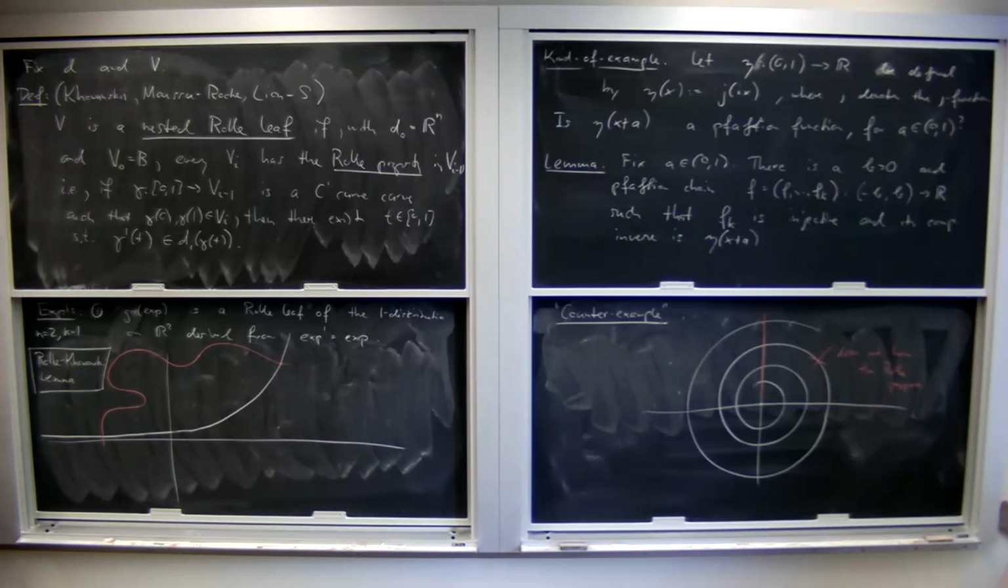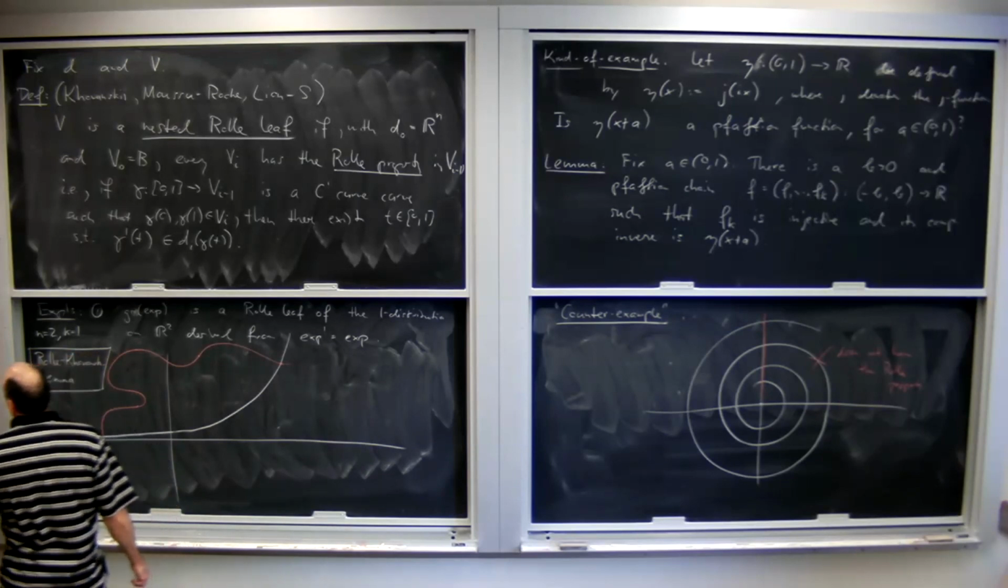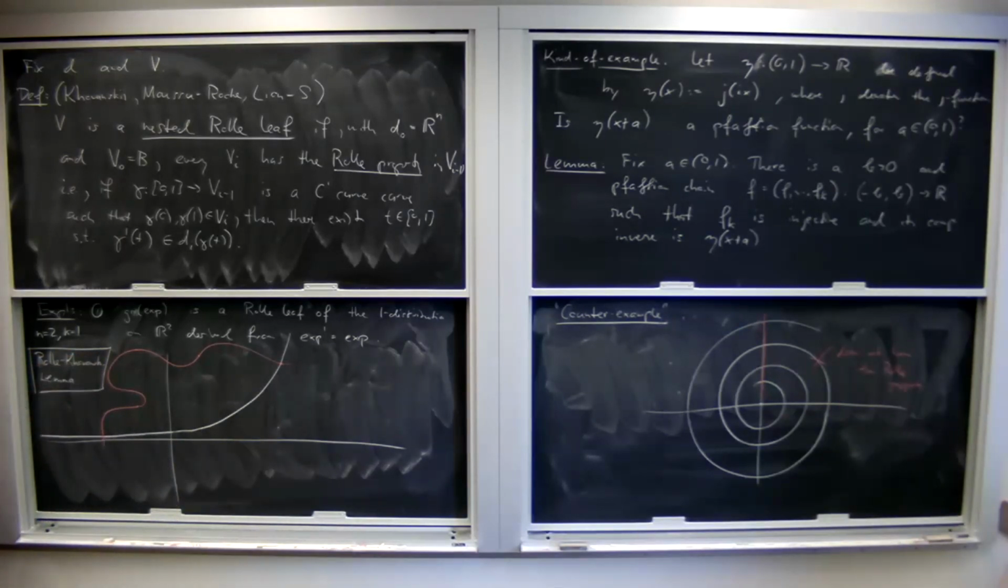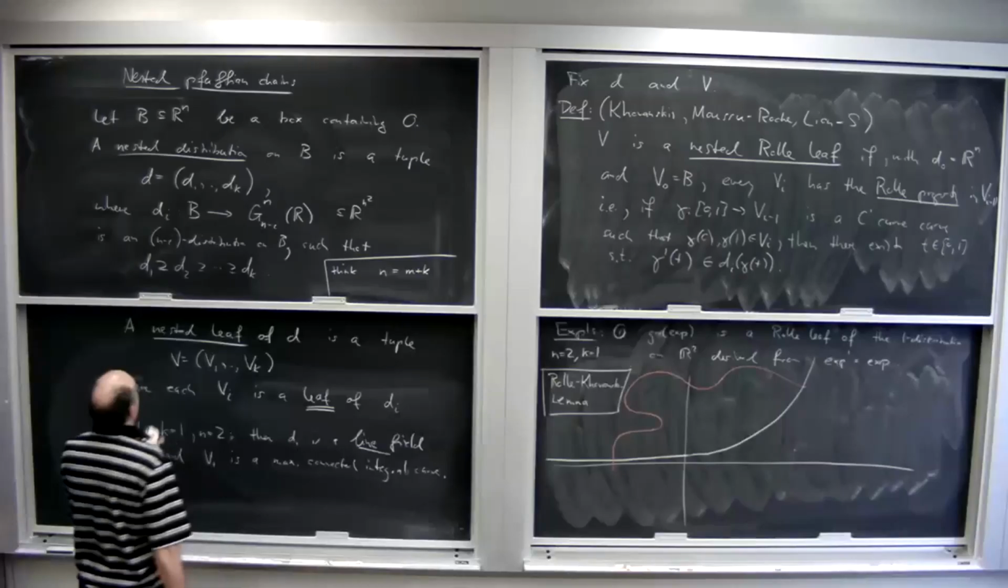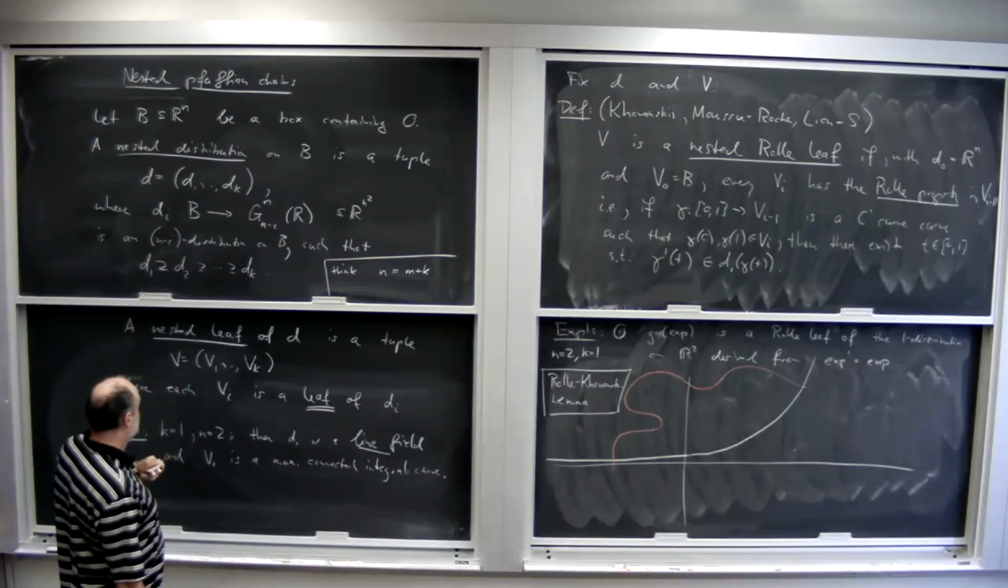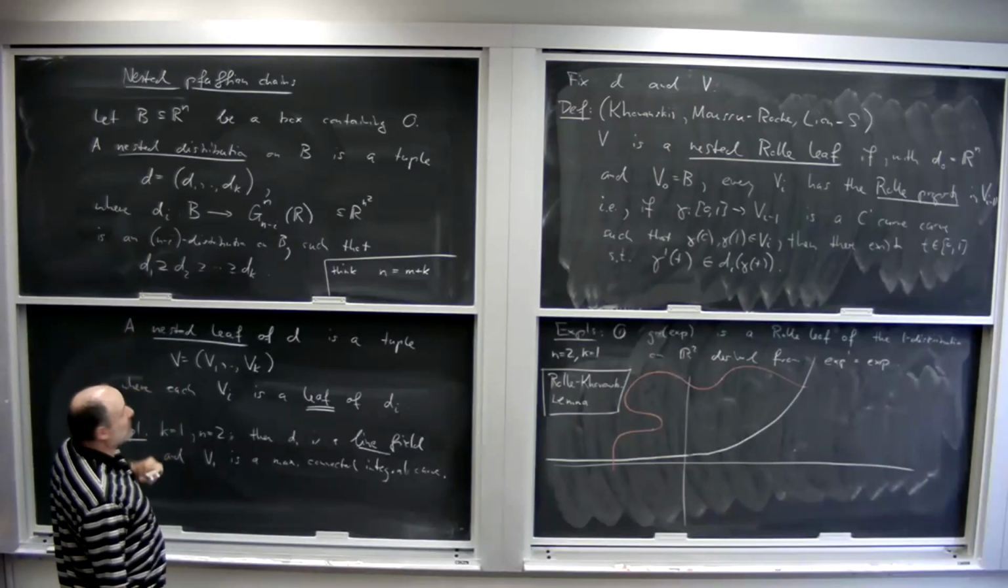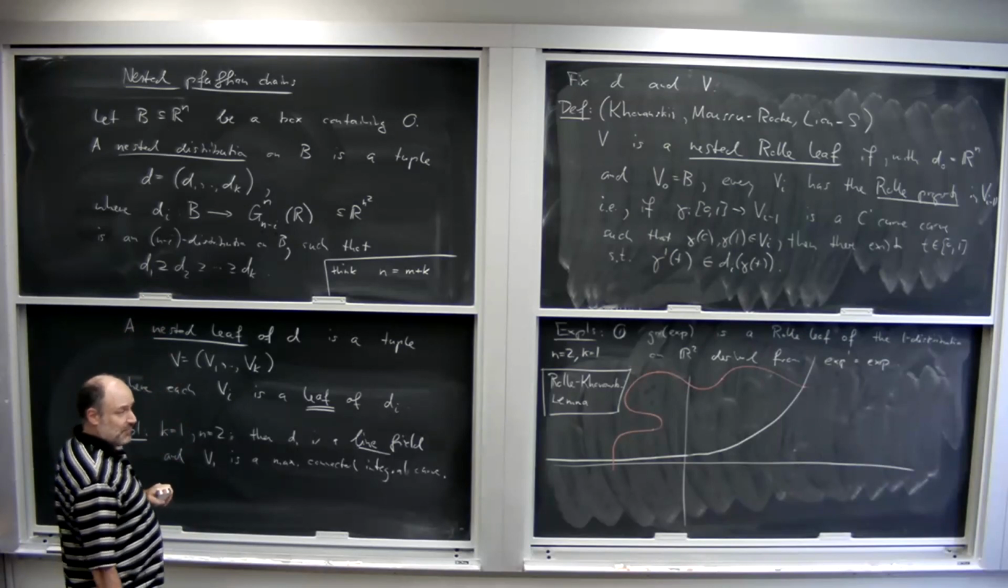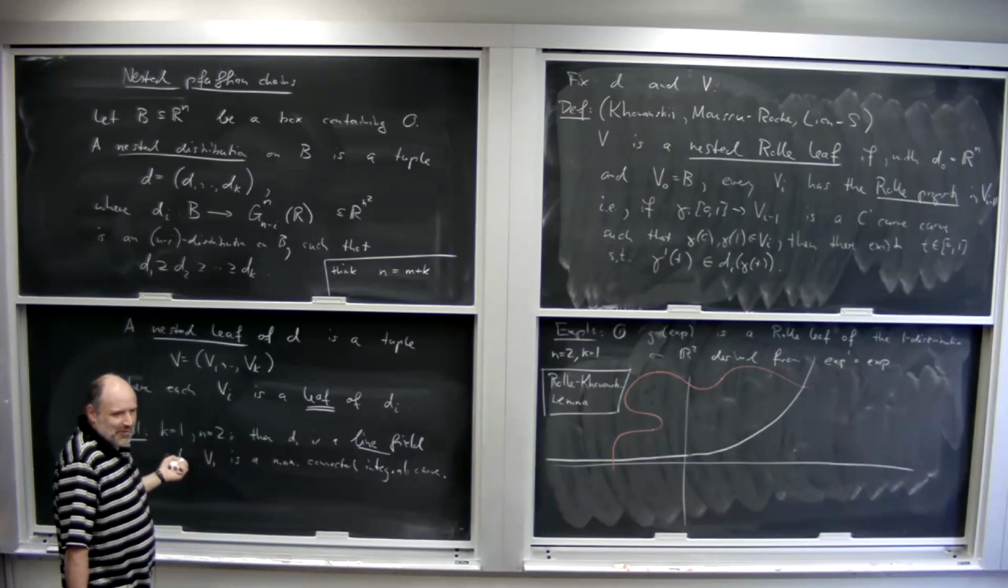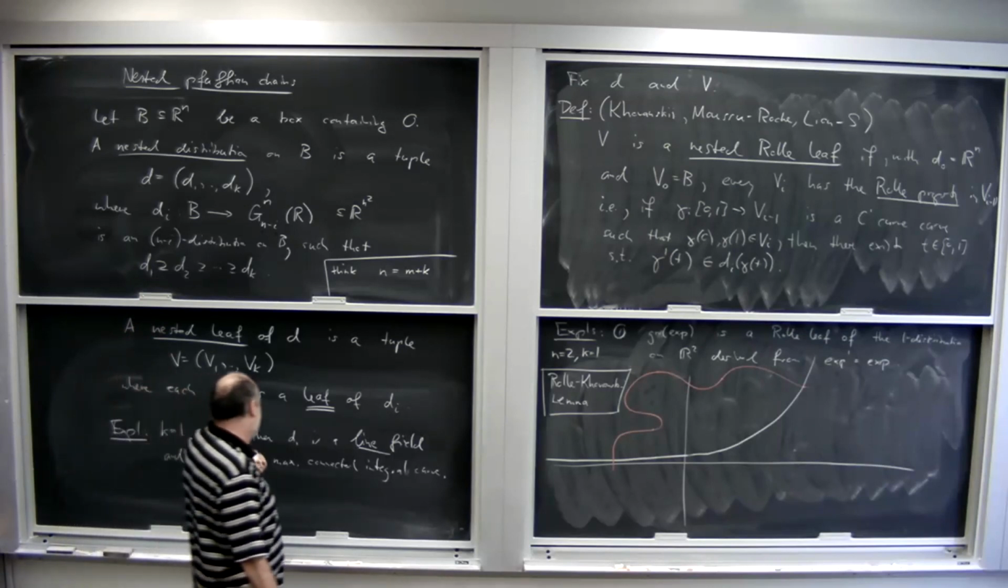So it turns out the right idea to view Pfaffian chains in this language is to consider nested Rolle leaves. But they're not graphs of functions.